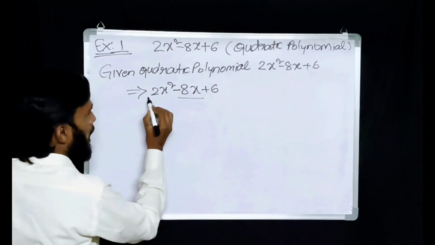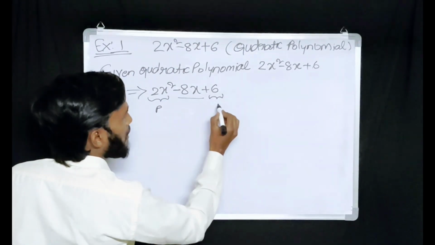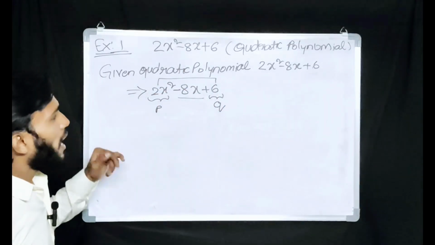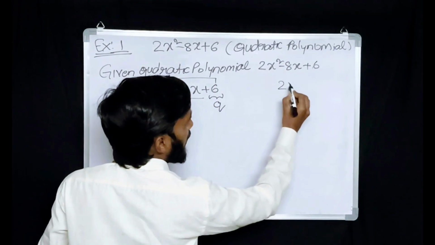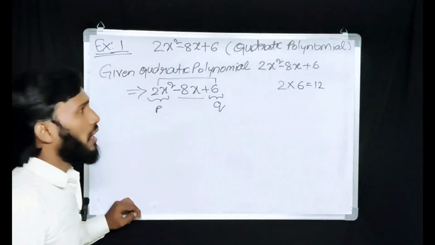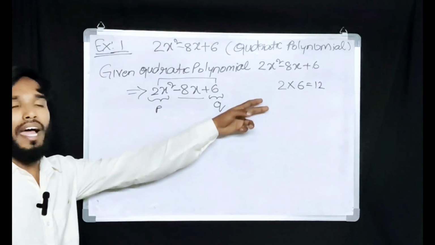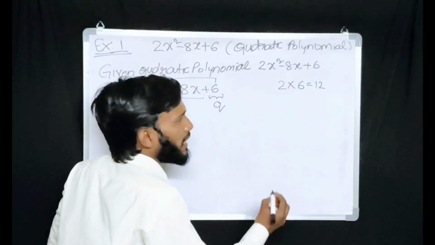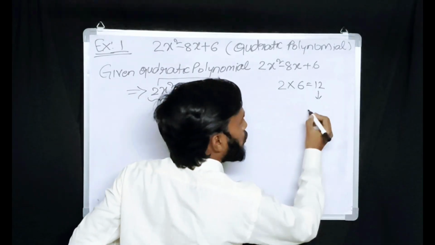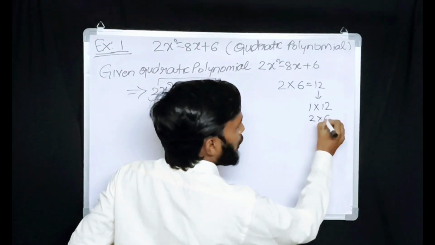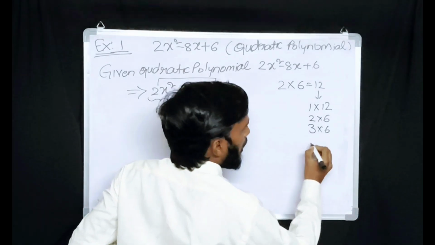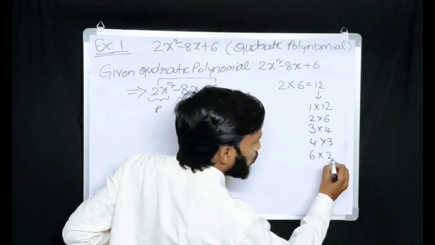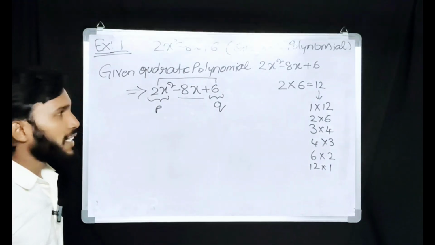So take the first term as P and the last term as Q. When you multiply these two, 2 into 6 is equal to 12. Then whose product is 12, and whose sum is minus 8x? So how to write that? Write the factors of 12: 1 into 12, 2 into 6, 3 into 4, 4 into 3, 6 into 2, 12 into 1. These are the factors of 12.